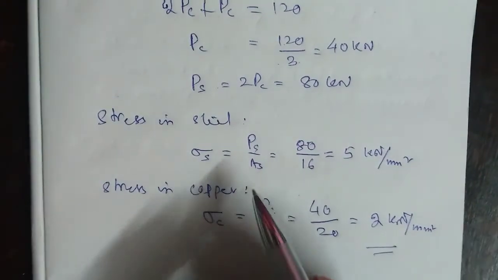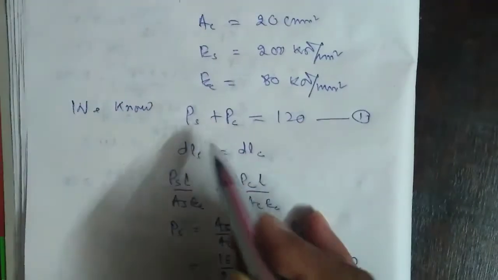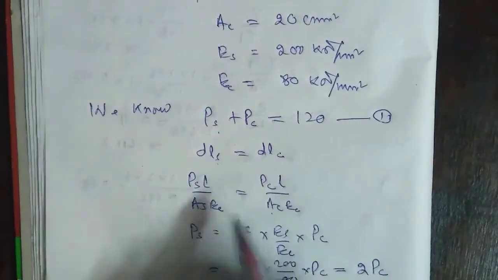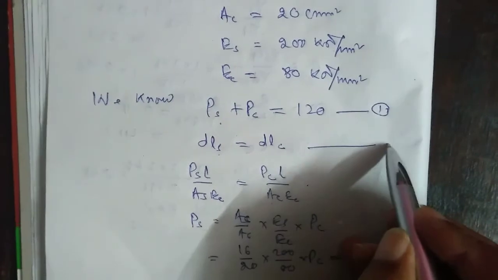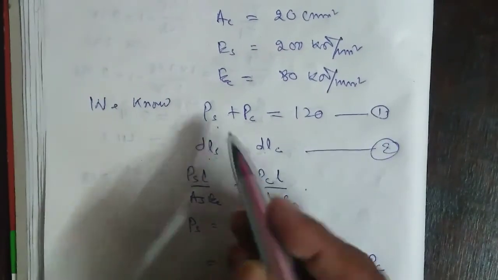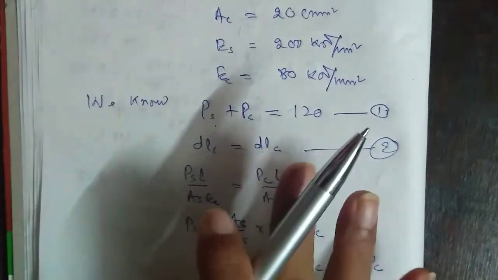This is how we solve the question by using the formulas. Both the formulas are there. The formula number 1 is PS plus PC equals P. This is important. And equation number 2, that is change in length is equal. Based on these two concepts, we have solved the problem.